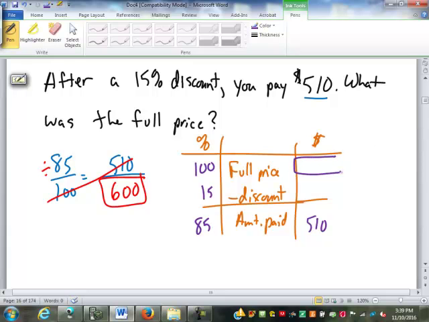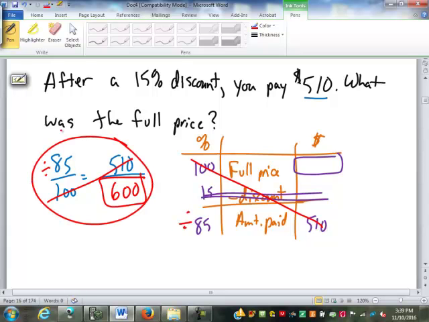And what we're looking for is this number right there, the dollar amount of the full price. So we don't need the middle row. So 100 times 510 divided by 85. Notice the same calculation we did over here. I'm just doing it within the table rather than in a proportion. The table helps me get it organized.